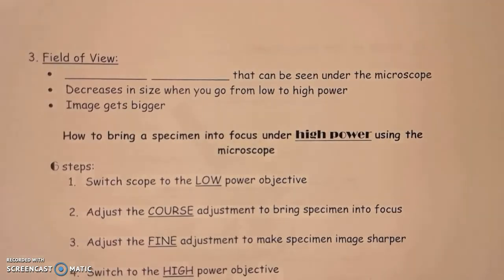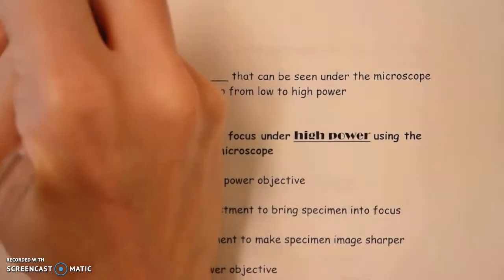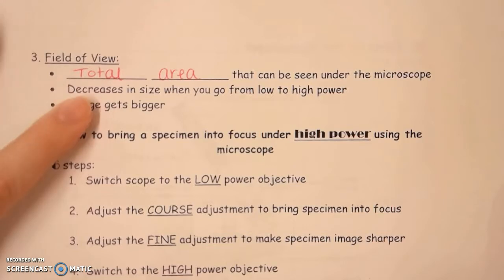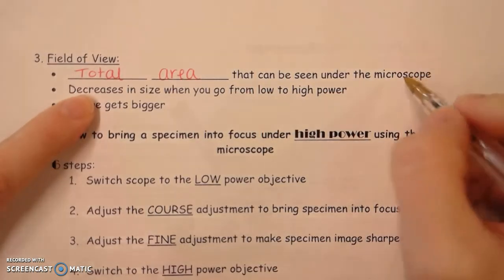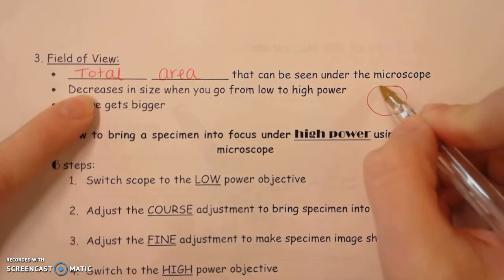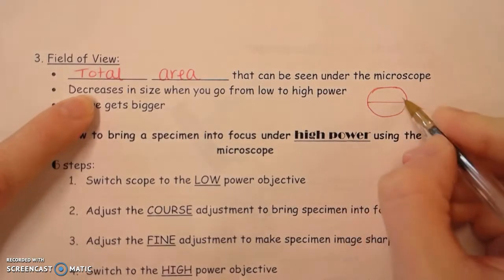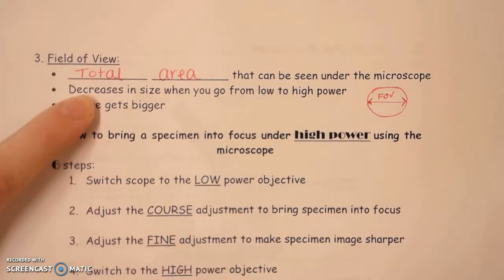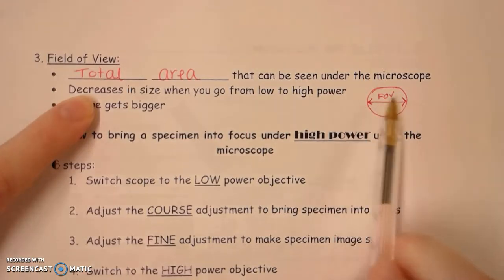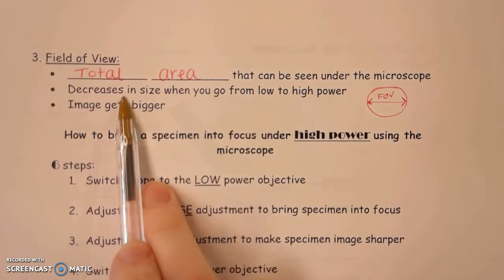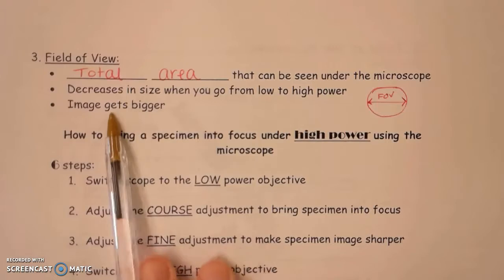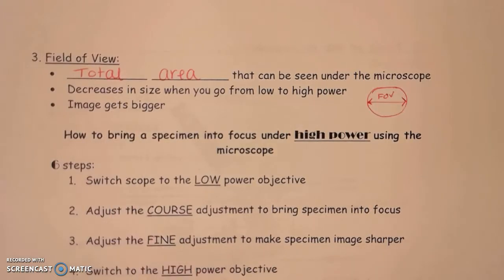We will start talking about the field of view. The field of view is the total area that can be seen under the microscope. On the microscope we usually see a circle when we look into it. So this is your field of view, abbreviated with FOV. This field of view decreases in size when you go from low to high power. So the more you magnify, the less you see. But what does happen is your image gets larger.